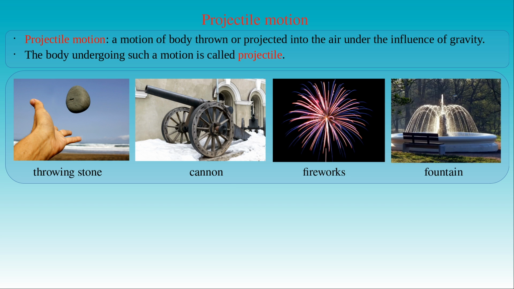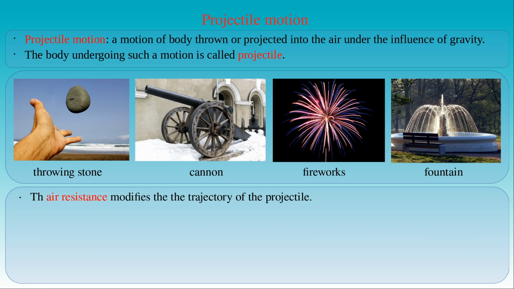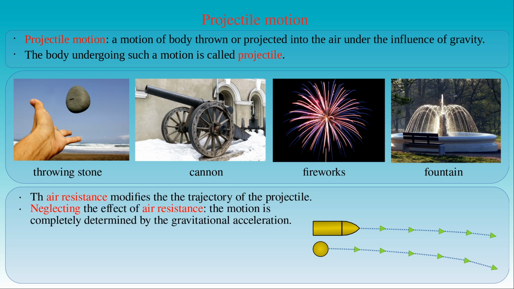In many cases, we also need to take into account the fact that the air resistance modifies the trajectory of the projectile. Since the resistance of the air depends on the shape of the projectile, different projectiles launched with the same thrust in the same direction will cover different trajectories. Therefore, the air resistance makes the motion more complicated, and it is practical to neglect it in the study of the basic motion of the projectile. Then the motion is completely determined by the gravitational acceleration.